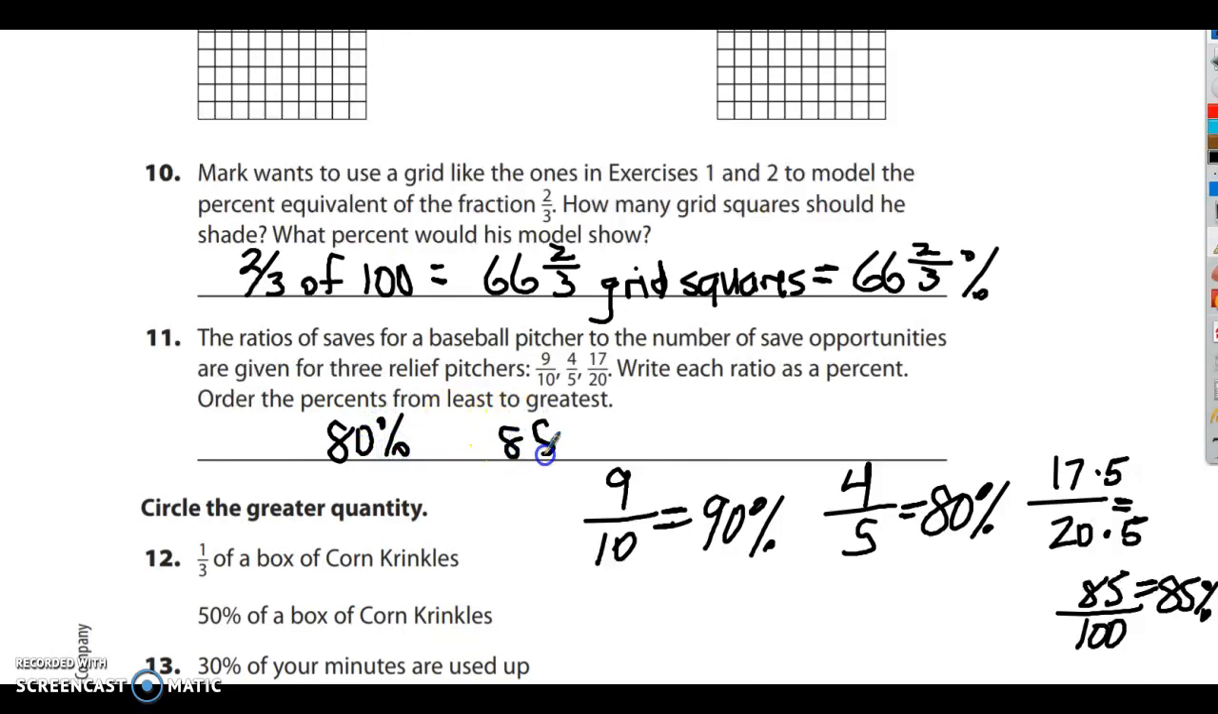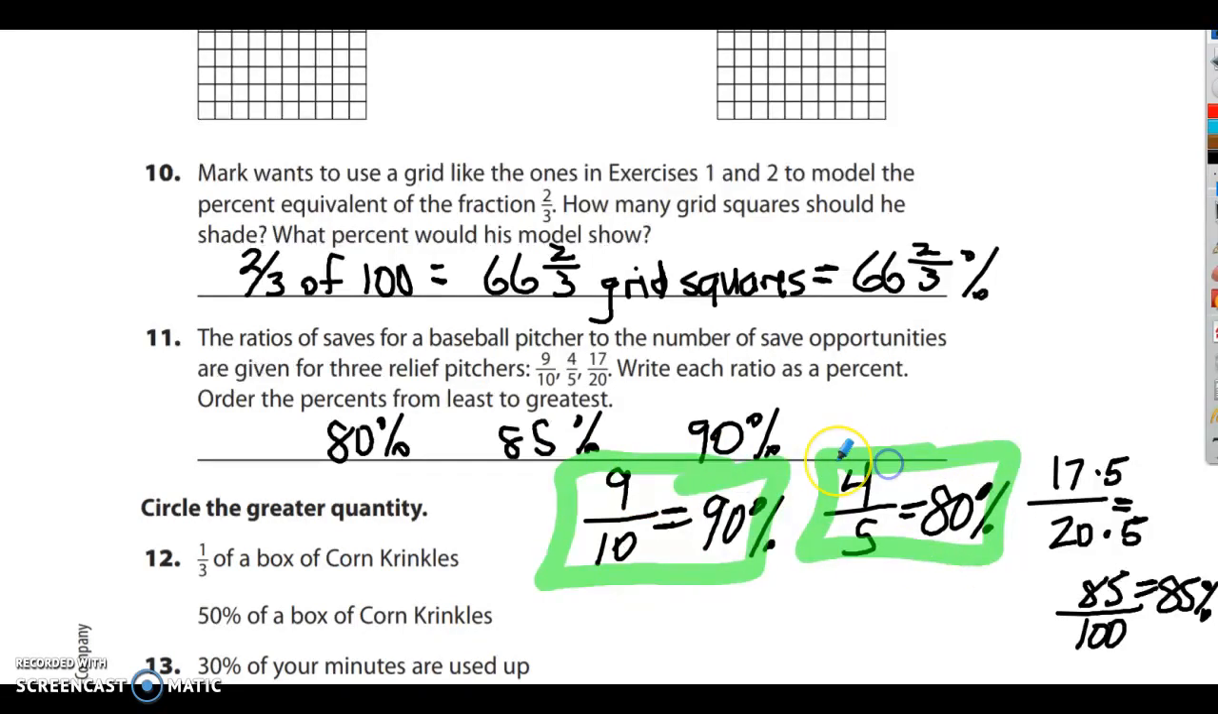And then 85%, then 90%. Now, if you're wondering how mathematically I got the first two, 9/10 is 90, I just had that one memorized. And 4/5 is 80, I just had that one memorized. I've gone over with you multiple times now that 1/5 would be 20%, so 2/5 would be 40, 3/5 would be 60, 4/5 would be 80. I just memorized it.